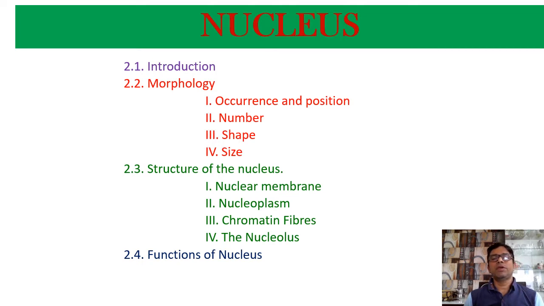Under morphology, we are going to discuss occurrence and position of the nucleus, number of nuclei present per each cell, shape of the nucleus, and size of the nucleus. Under structure of the nucleus, we are going to discuss four main parts of the nucleus. They are nuclear membrane, nucleoplasm, chromatin fibers, and the nucleolus.